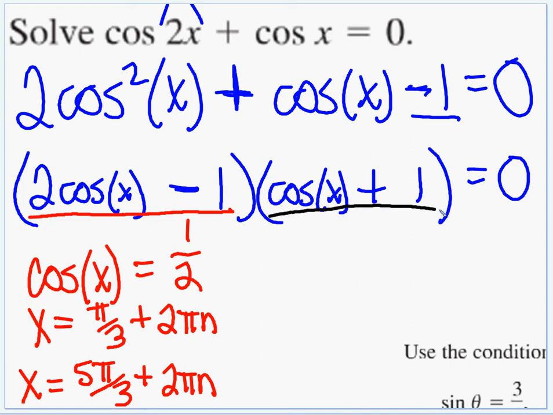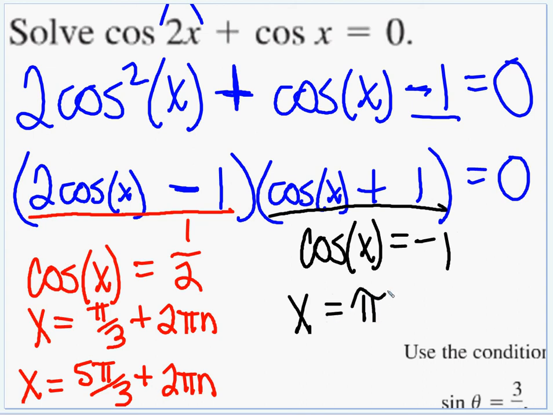Next factor, cos x plus 1, set it equal to 0. You're going to get cos of x equals negative 1. Cosine values are x values. Where do we go on the unit circle to find an x value of negative 1? That's all the way over to the left at pi radians. Pi radians is one answer, but then we'll have infinitely many more if we add more trips around the circle. So there's our 3 solutions to our original question.